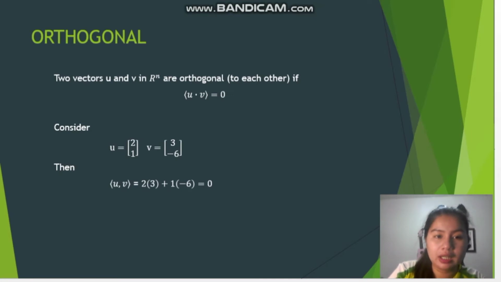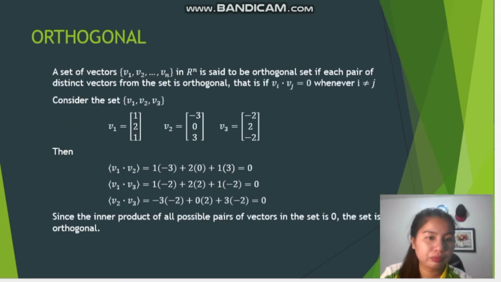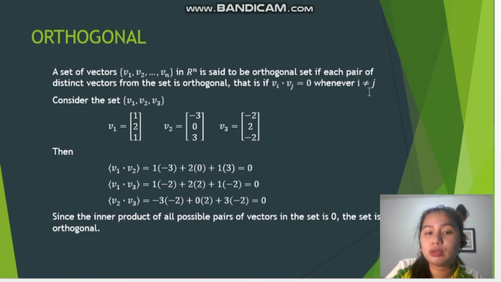Yun si orthogonal. Another is, meron tayong also orthogonal kapag ang pinag-usapan ay orthogonal set. It means, hindi lang siya dalawang vectors, but we have 3 or more vectors. So, a set of vectors v sub 1 up to v sub n in Rn is said to be an orthogonal set if each pair of distinct vectors from the set is orthogonal, that is, v sub i times v sub j is equal to 0 whenever i is not equal to j.